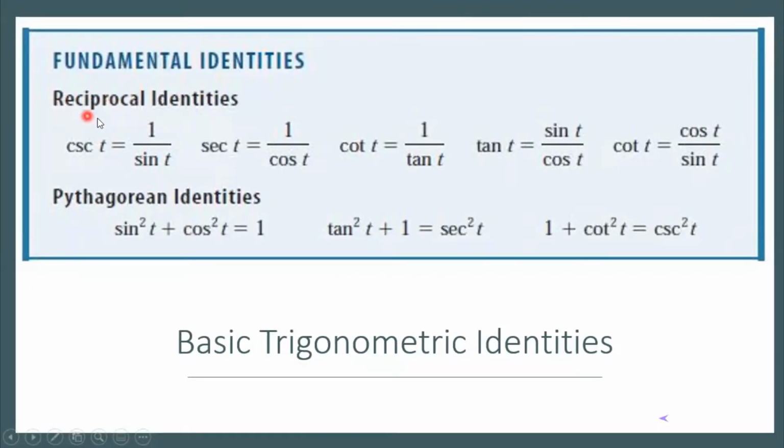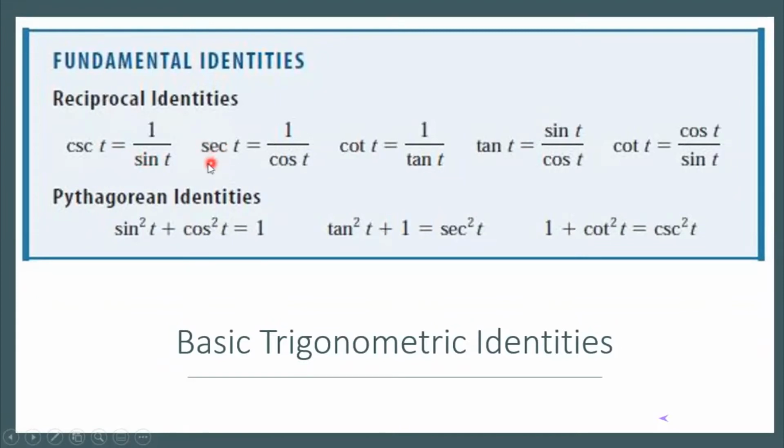Now we have the reciprocal identities. This is defined as cosecant t is equal to 1 over sine t. Okay, so familiarize this formula. Cosecant t is equal to 1 over sine t. Now recall in the previous video, we defined that cosecant t is equal to 1 over y, right? And since y is equal to sine of t, y can be substituted by sine t.